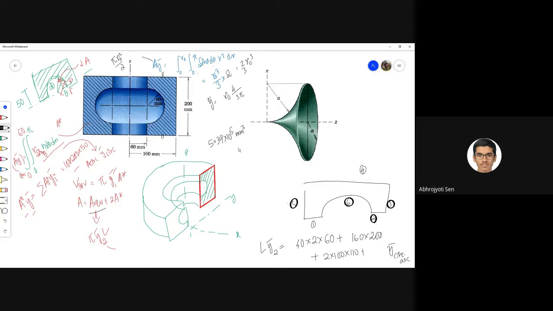So I'm getting 12.91. Is the order 10 to the power 6? Yes, millimeter cube. Okay, you are getting 12.91.